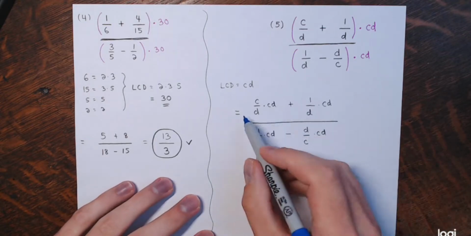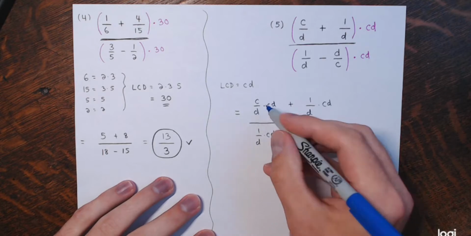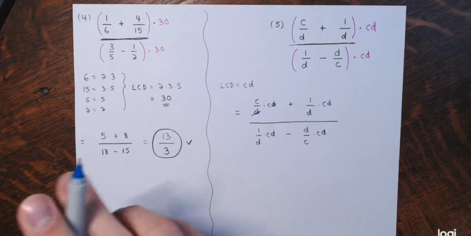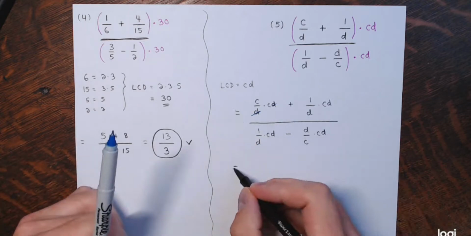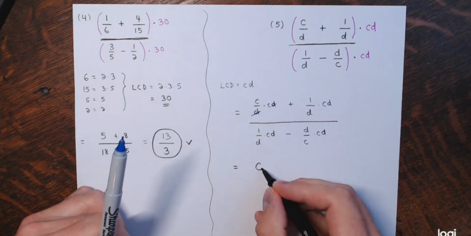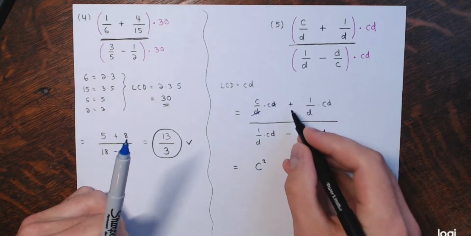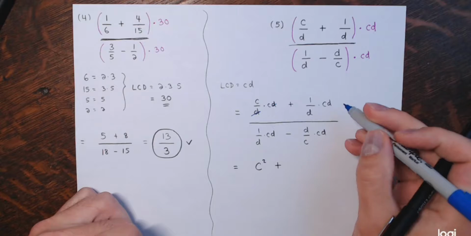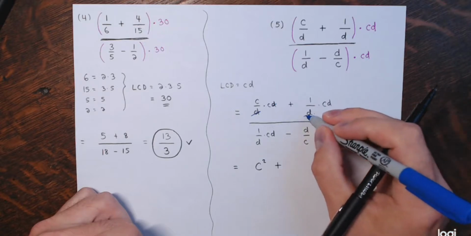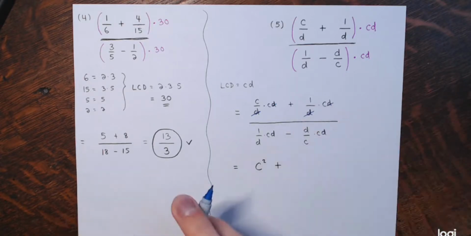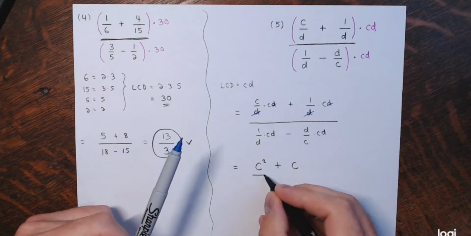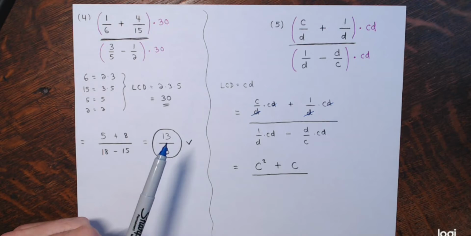Let's look at this. See, look at the numerator here. See this first term, the d's would cancel, and I'd be left with c times c, c squared, plus the second term. The d's cancel again, right? And I'm left with 1 times c, which is just c. So the numerator is c squared plus c.